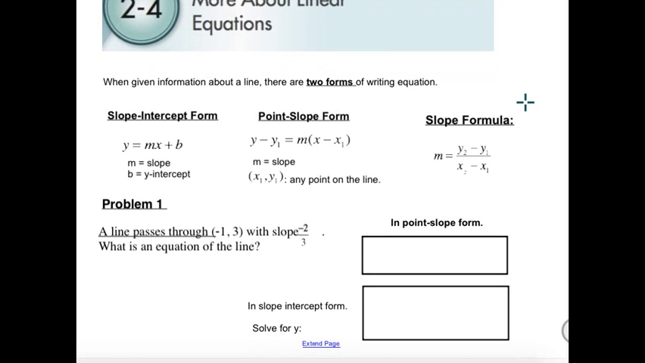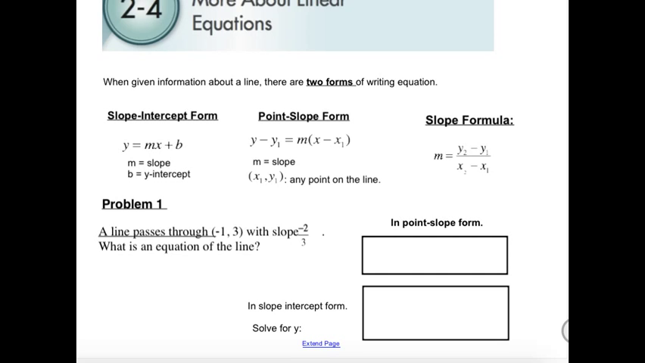Alright, so we are going to get into our linear equations. We have two forms right off the bat, slope-intercept form and point-slope form. Slope-intercept is the one you've seen a lot, y equals mx plus b, m is your slope, b is your y-intercept. Point-slope, m is still your slope, and x1, y1 is just any point on the line. And again, we have that slope formula, y is on top, x is on bottom.